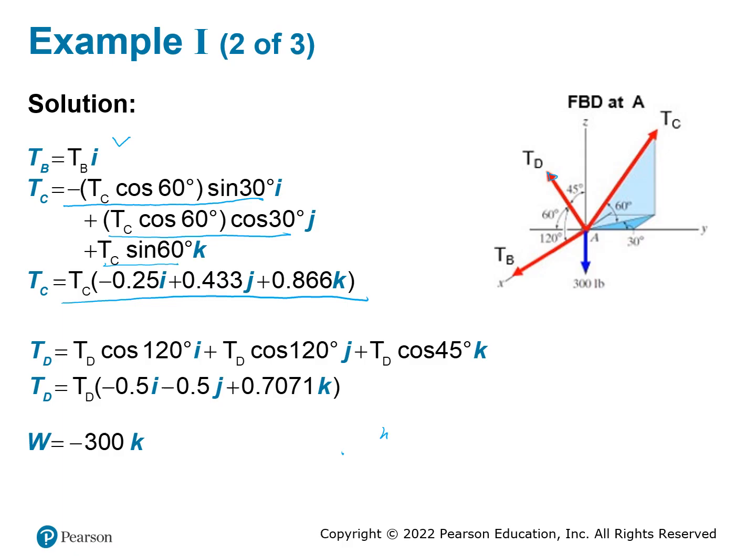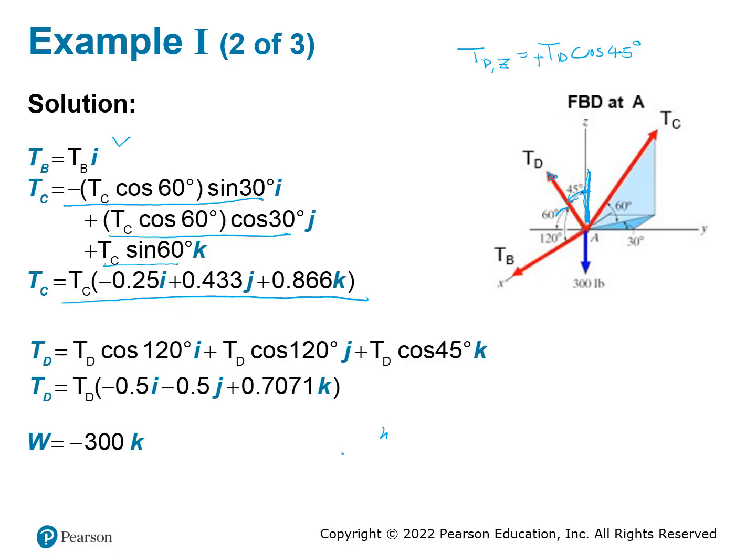This vector has a direction, has an angle between this force and the z-axis of 45 degrees. So if I multiply by the cosine of 45 degrees, I can find its z component. So T sub D at z is going to be equal to T sub D times the cosine of 45 degrees. And it's going up, so this is going to be positive.